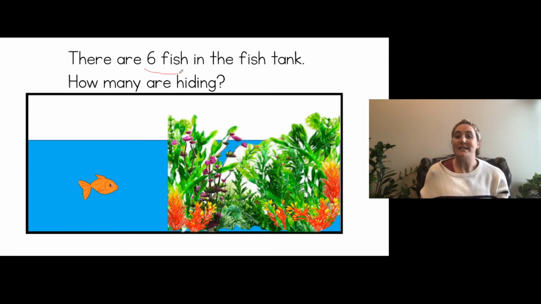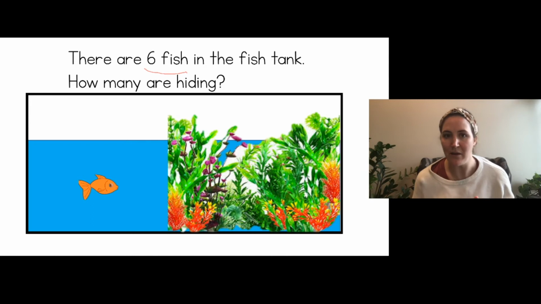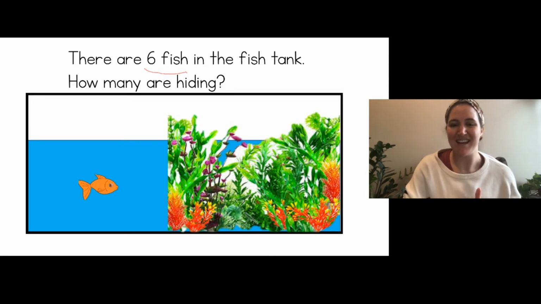There are 6 fish in the fish tank. How many are hiding? It looks like there's only 1. How many are hiding behind those trees? Count on until you get to 6. Figure it out. How many fish are hiding? I got it. Did you figure it out? Let's see if you're right.